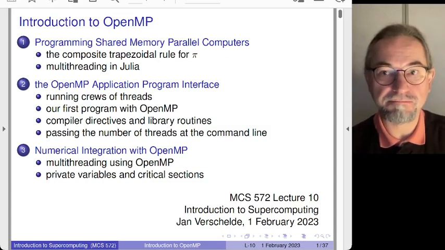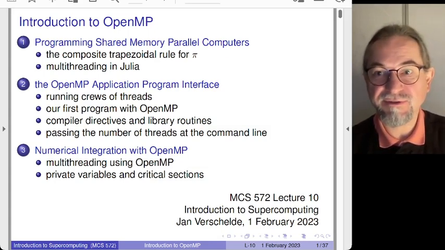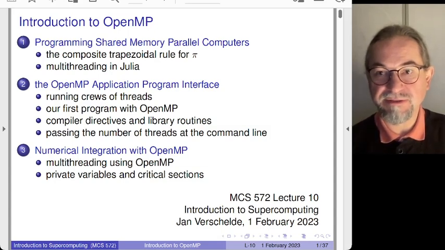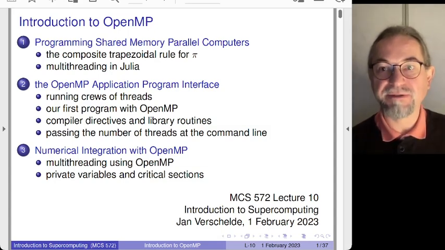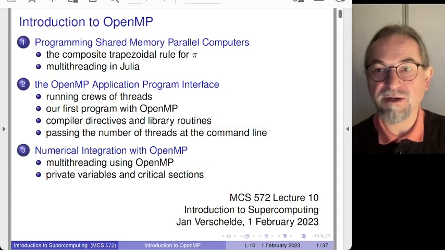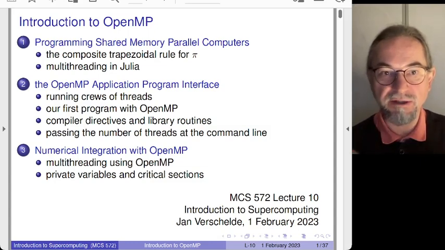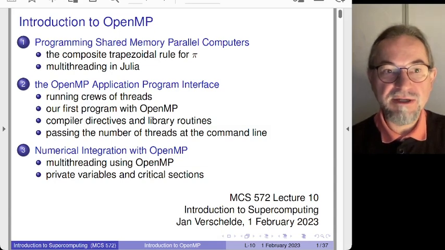So in this third part of the course, we start with shared memory parallel computing. In a way we did this at the end of the first week, and in some sense this lecture is completely independent from what we have done before as well. At the end of the first week, I illustrated multi-threading in Julia. This is a high-level construct, and I will start with this as well.